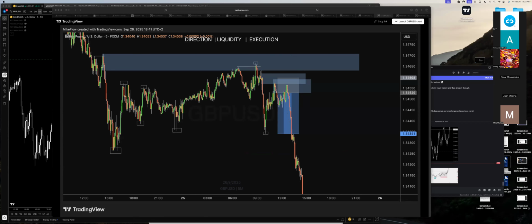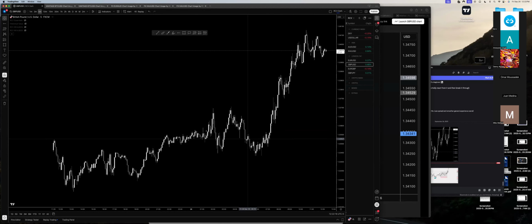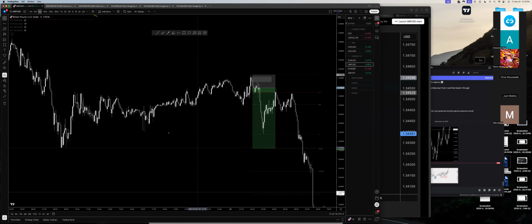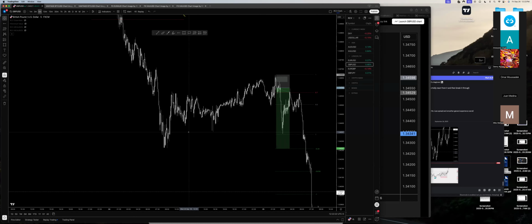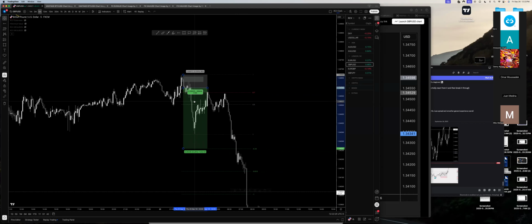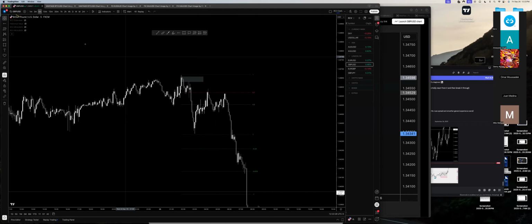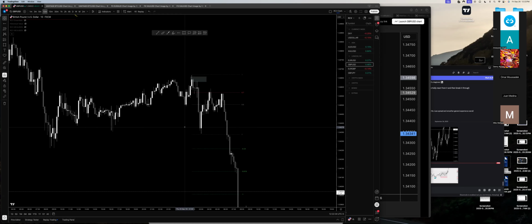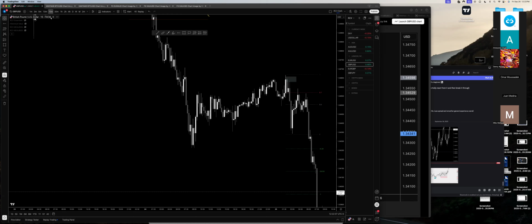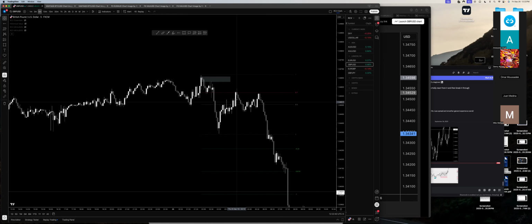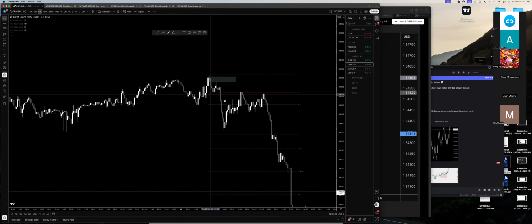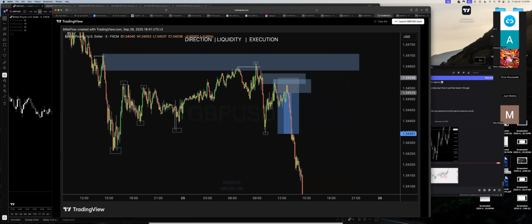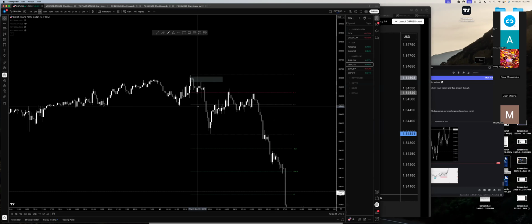Let me see actually. Was that here? Yeah, so here. So let's see here. M10, maybe M15. I don't know, but it worked out. I don't know where that POI is though, but I took the inefficiency basically. There's no buy-to-sell zone, to be honest.